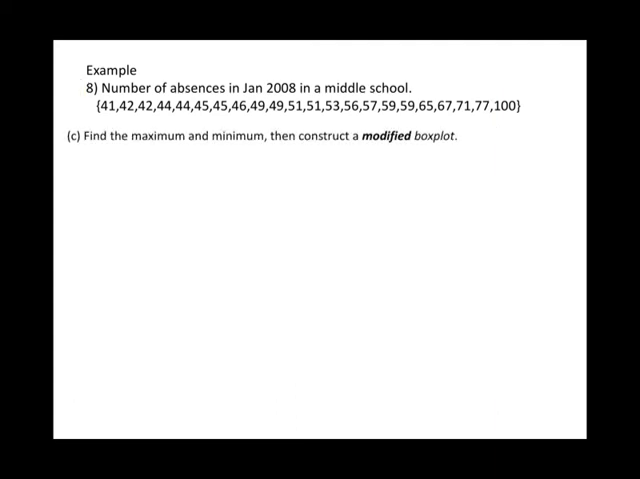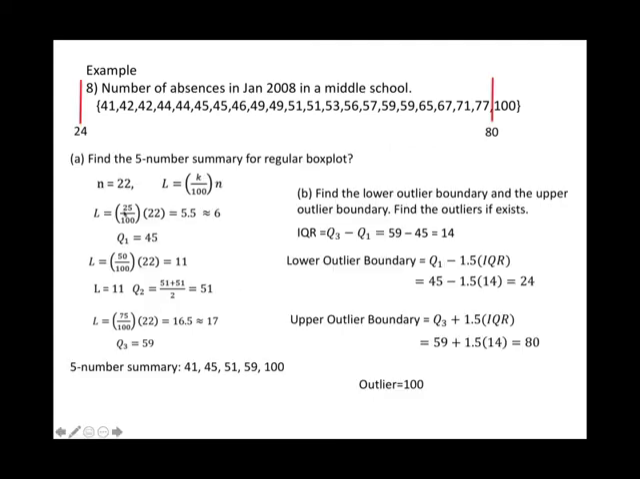C. Find the maximum and minimum again, and then construct a modified boxplot. We may want to change the minimum and maximum. It's going to be different from part A here. In part A, we didn't find the outlier, so 41 and 100 would be the minimum and maximum. But after part B, we know 100 is an outlier. So you have to think about it again.